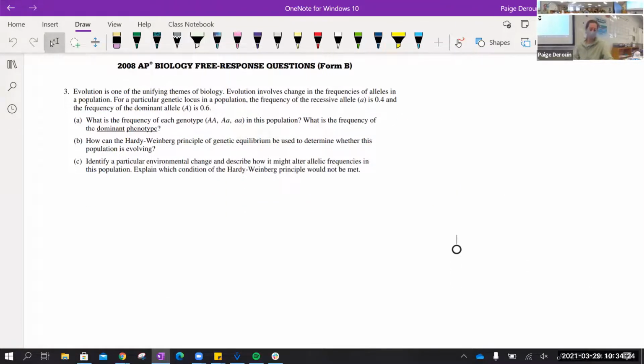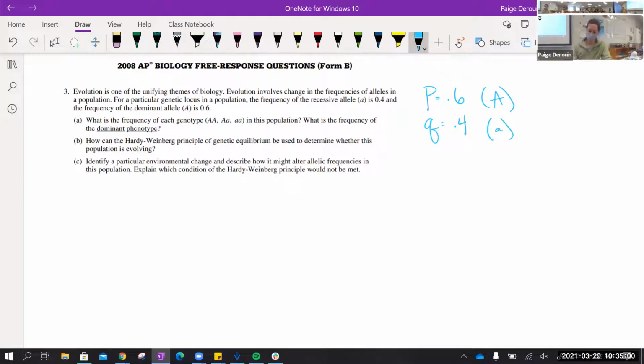Nothing has changed really. So evolution is a unifying theme in biology. It involves changes in frequencies of alleles. For a particular genetic locus, the frequency of little a is 0.4 and the frequency of the dominant allele is 0.6. So this one's nice because it gave you, what did it give you? Which letters? p and q. Yeah, it straight up gave you p and q. So p is 0.6, which is dominant, that's A. And q is 0.4, which is small a.